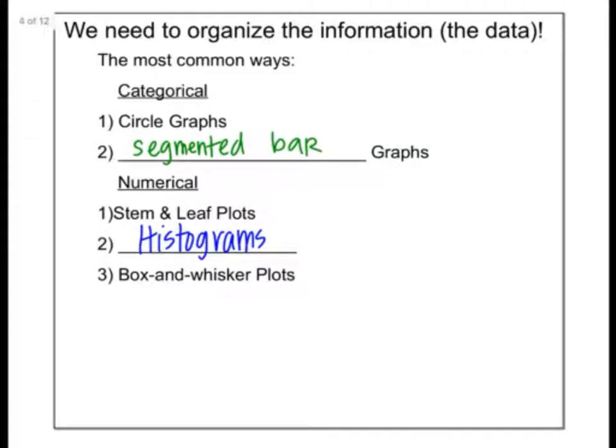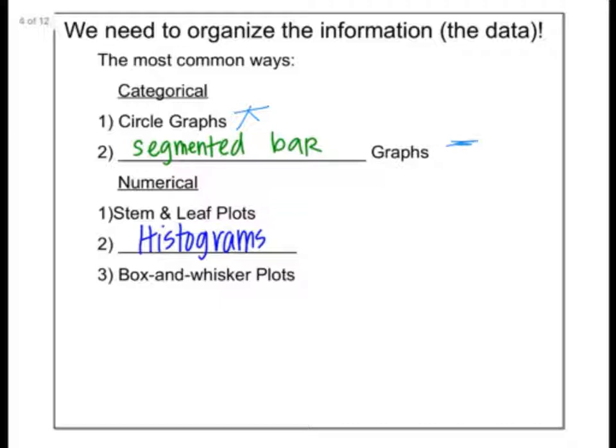We need to be able to organize the information, which is the data. The most common ways are listed below. So for categorical data, remember categorical would be words like boys or girls, or colors, green, blue, red, orange. First option is to use a circle graph. This is something I would think a lot of you probably remember seeing before. Another one we can use is a segmented bar graph. We'll look at an example of this one later in the video.